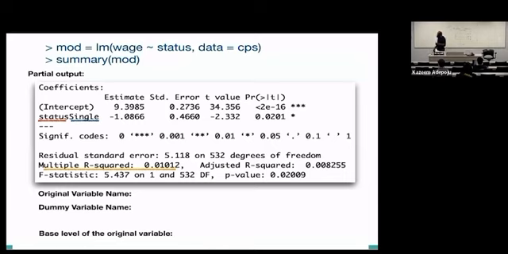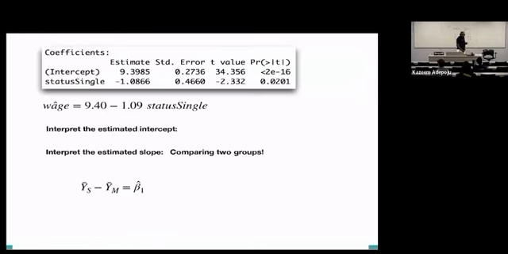Does that make sense? Now, if you take a look at that, what is the model? What is the fitted model? The fitted model is going to be wage hat equal to 9.4, of course, the way we normally write the typical linear regression model. Now, when you see that, how can we interpret the intercept? How can we interpret the slope here? In a situation where you are working with a dummy variable, your independent variable is dummy.